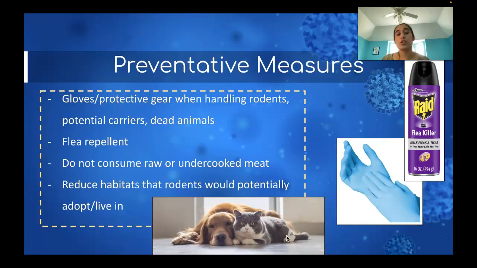Some preventative measures, definitely wear gloves, especially when handling corpses of potential carriers, just any corpse, rodents, handling rodents, rats, any potential carriers for this disease. Flea repellent. Flea repellent is a good measure to take to get rid of the primary vectors of this disease. Use it on yourself and your pets to increase safety measures.